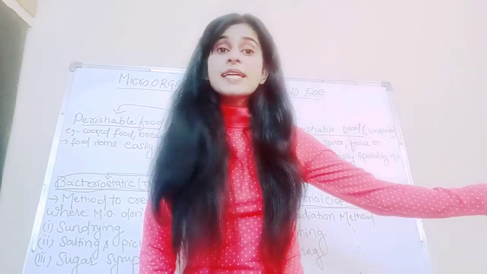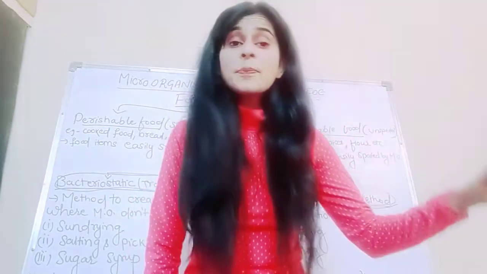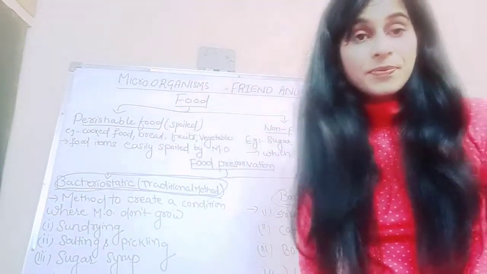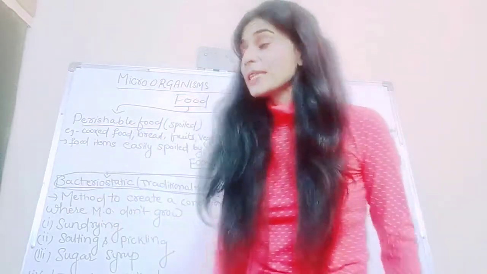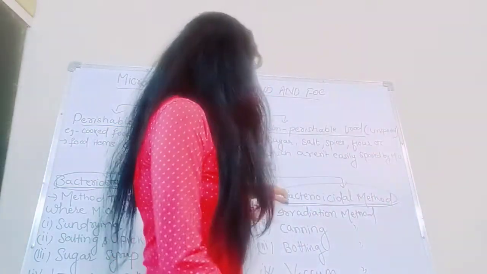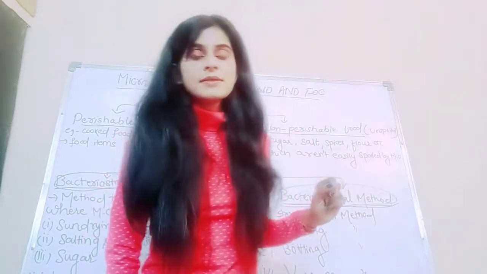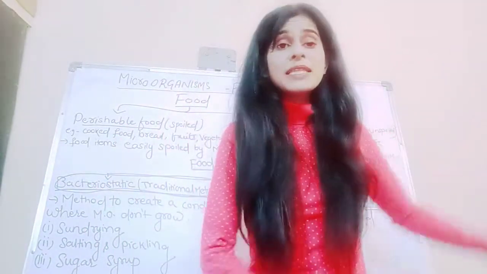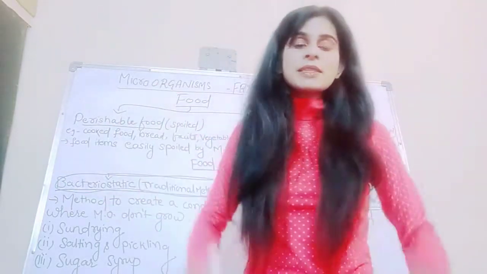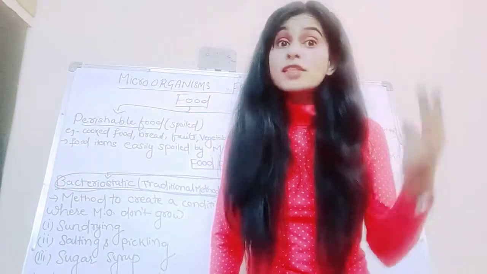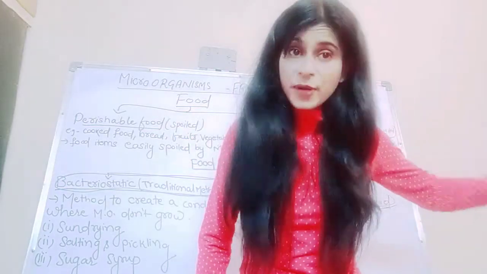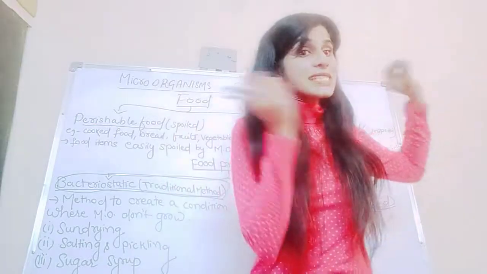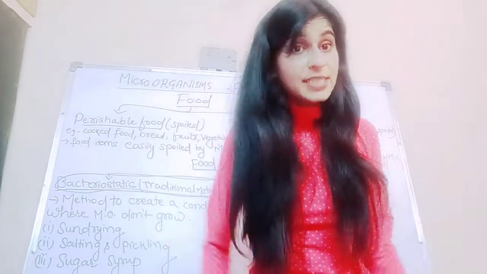The two methods which are used for the preservation of food are the bacteriostatic method and the bactericidal method. Understood? Once again, what are the two methods of food preservation? The two methods of food preservation are bacteriostatic method and bactericidal method.